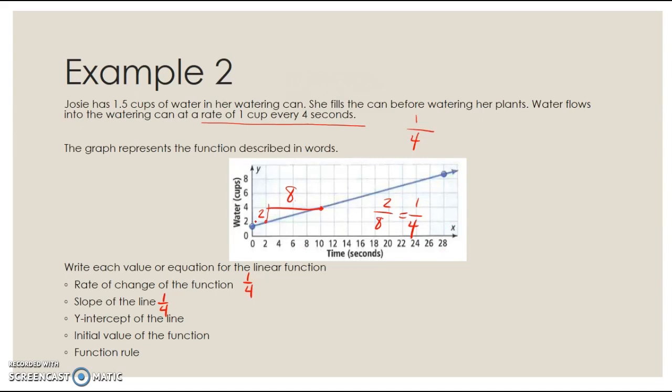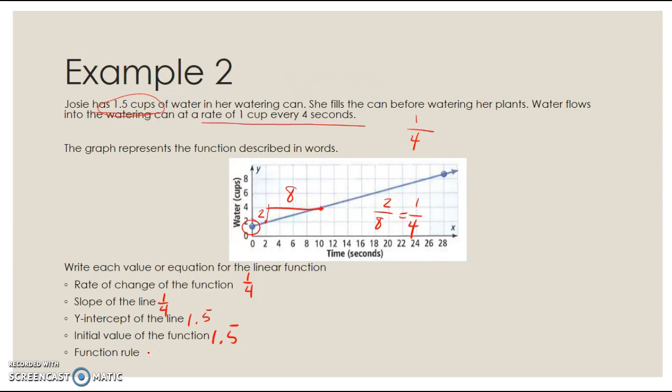Y-intercept of our line. If we're counting by 2, we're closer to the 2, so it's going to be 1 point, I'm going to guess 5, looking at it. Initial value of the function: when I look up here, it says that she already has 1.5 cups of water in the watering can. So I know my initial value of the function is 1.5. So this is showing us that the slope of our line is the same as the rate of change that we get from the paragraph, and that our y-intercept on the graph is the same as the initial value given to us in the paragraph, just showing how they relate.